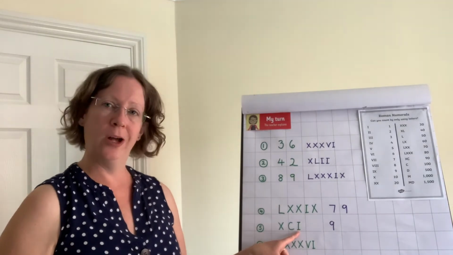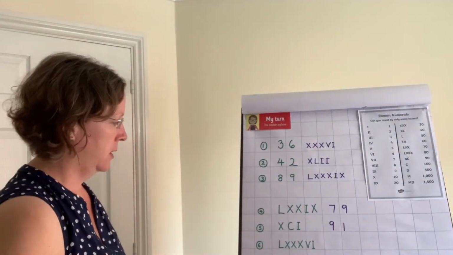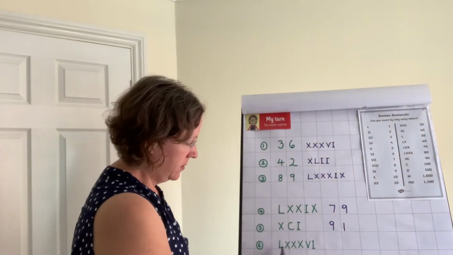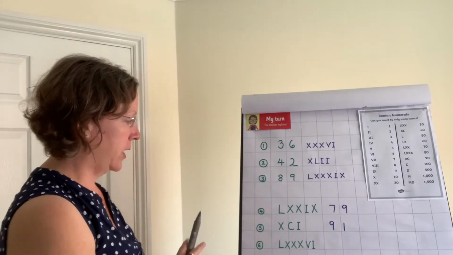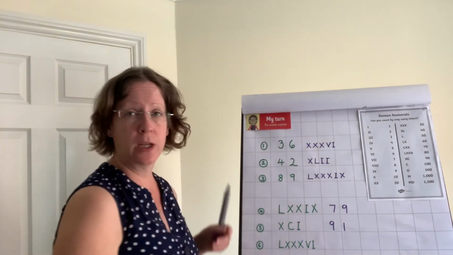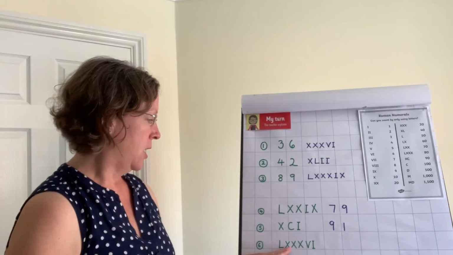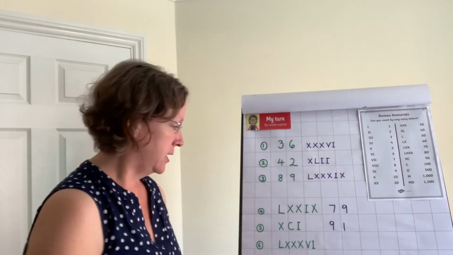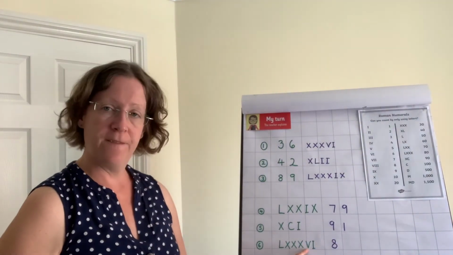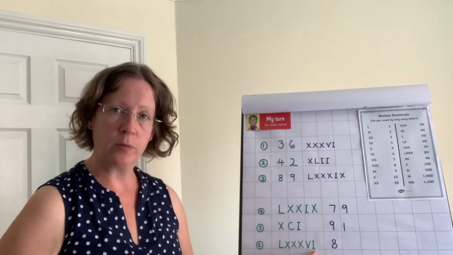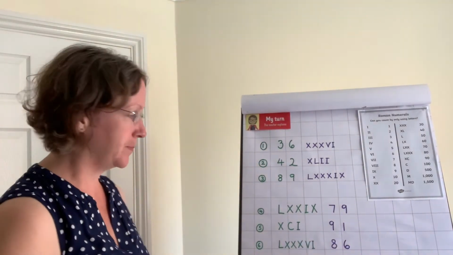And then I've just got I, which is 1. So I've got 91. And the last one, I've got L, X, X, X, V, I. Now it's going in order from largest to smallest, so I know I can just add these along. So I've got L, which is 50, 3 X's, which is 30, that gives me 80. And then I've got a V, which is 5, and an I, which is 1. So I've got 86. Okay.